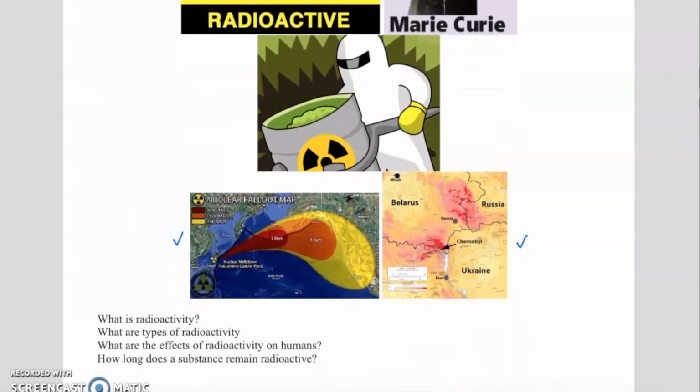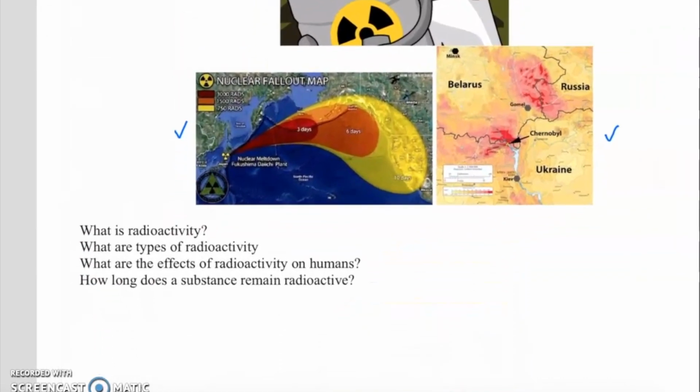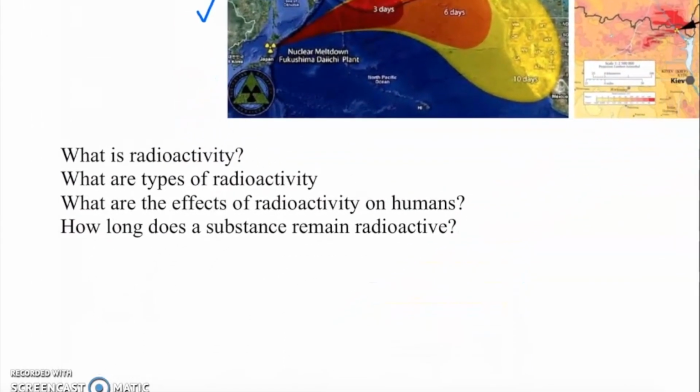So in today's lecture, we are going to focus on these 4 questions. What exactly is radioactivity? What are the different types of radioactivity? What are the effects of radioactivity on humans? And how long does a substance remain radioactive, which would relate to how long we would have to store the substance. So let's begin with, what is radioactivity?